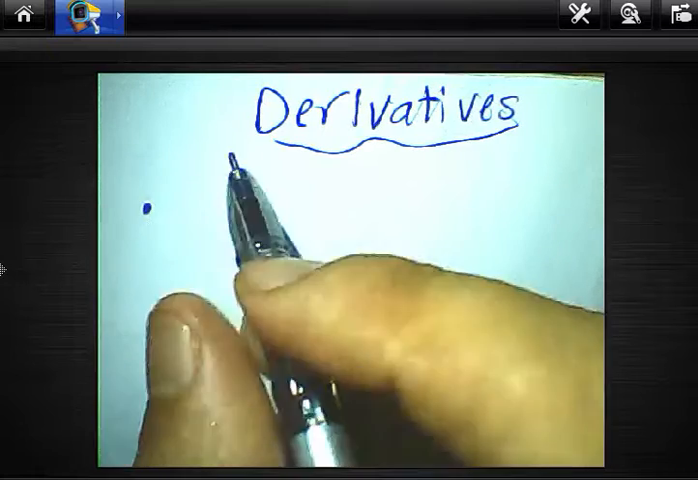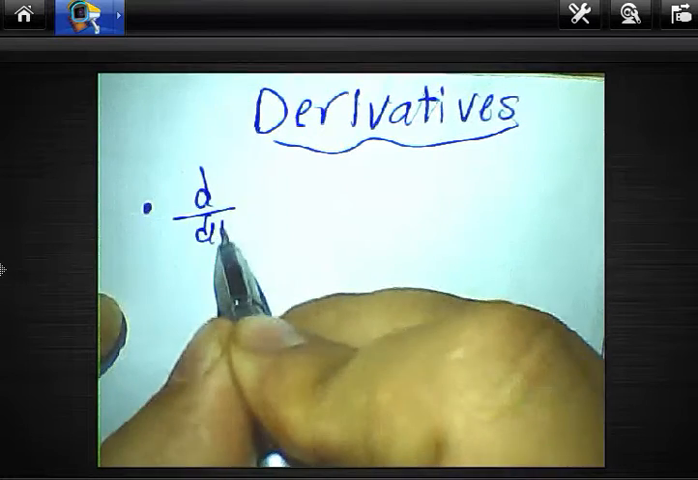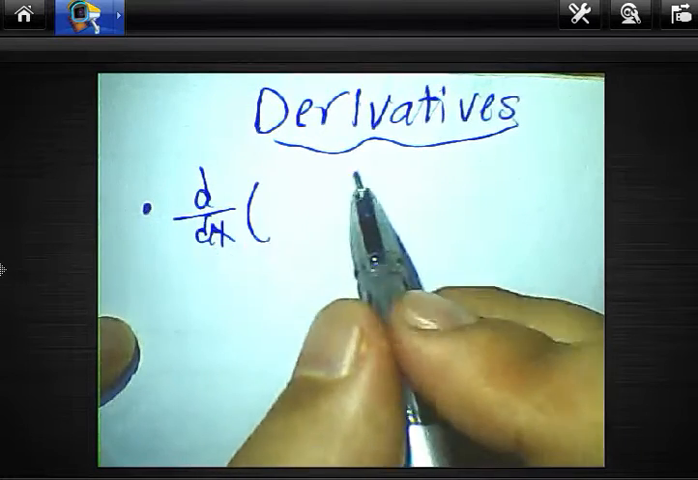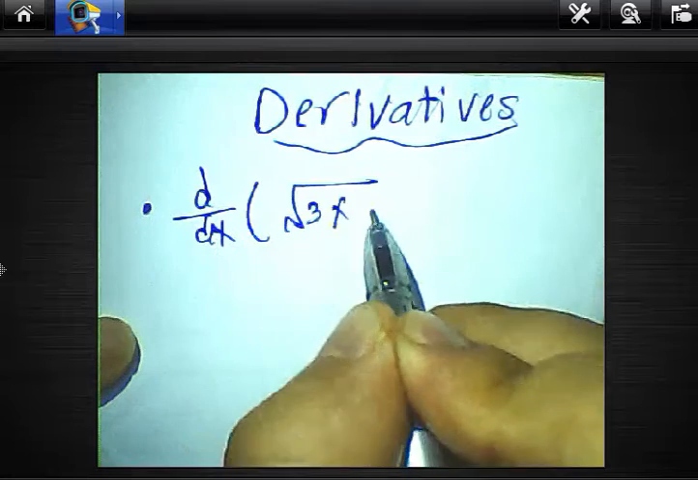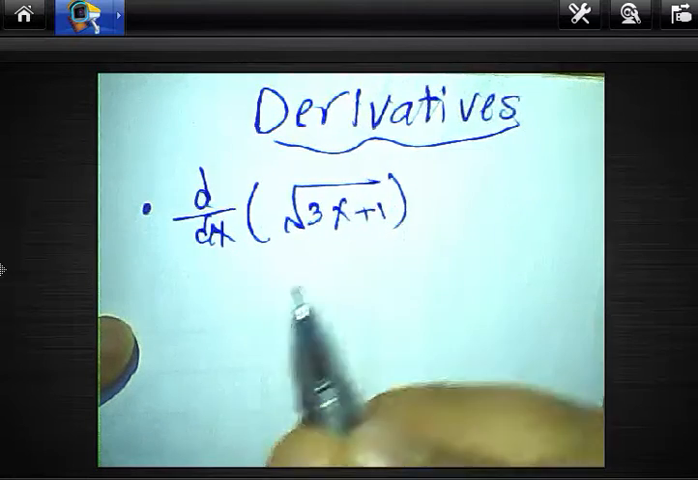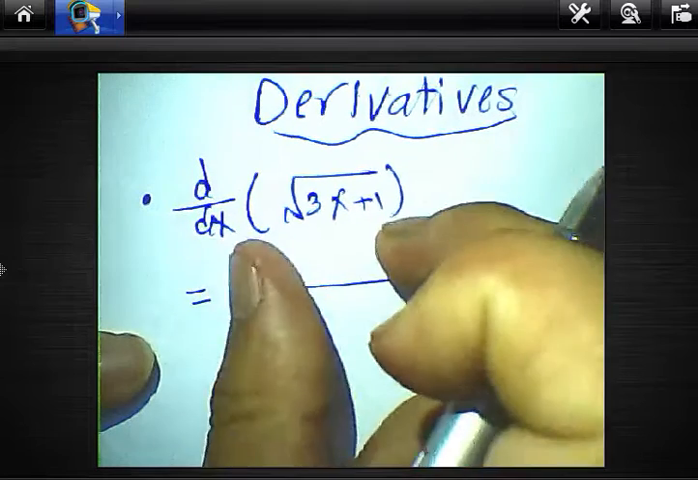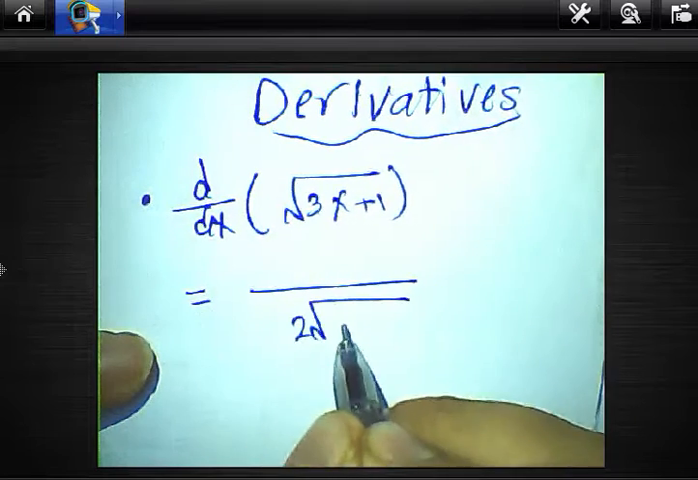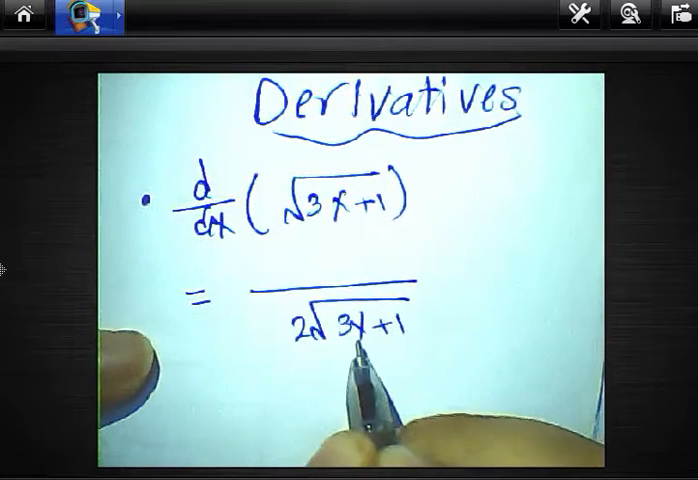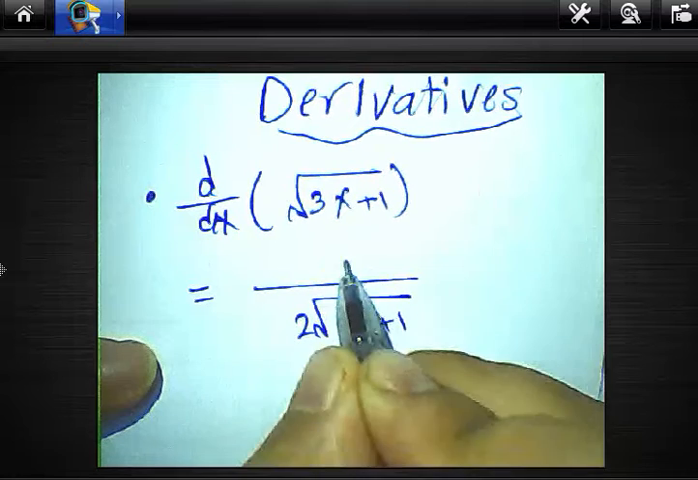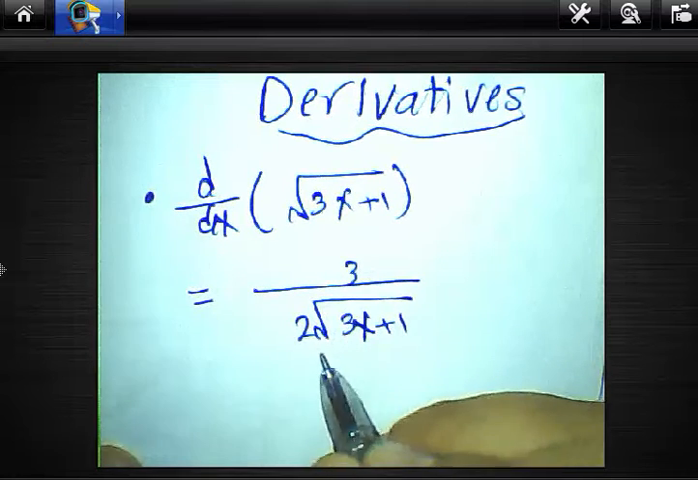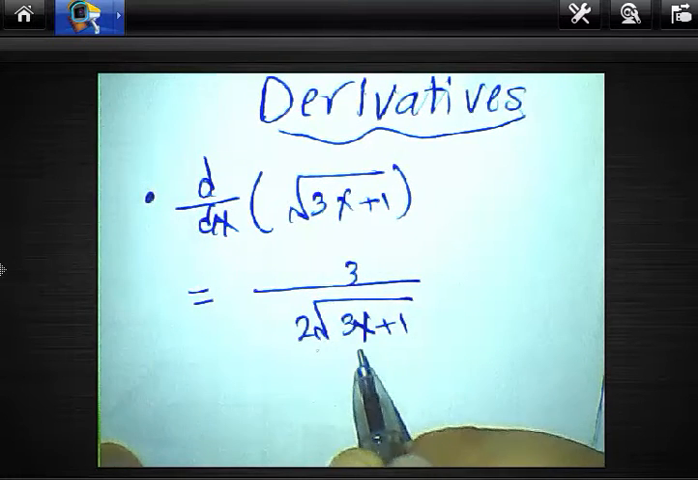We want to find the derivative of the function root 3x plus 1. We can write this root in the denominator, multiply by 2, and then find the derivative of the expression, which will be 3. So the result will be 3 over 2 multiplied by the square root of 3x plus 1.